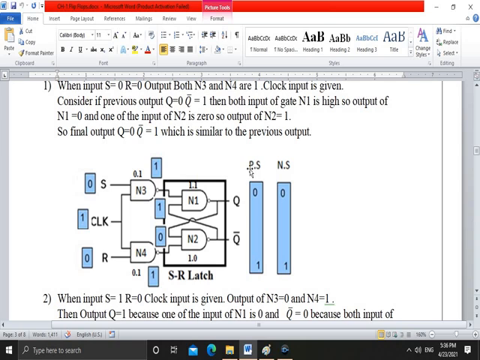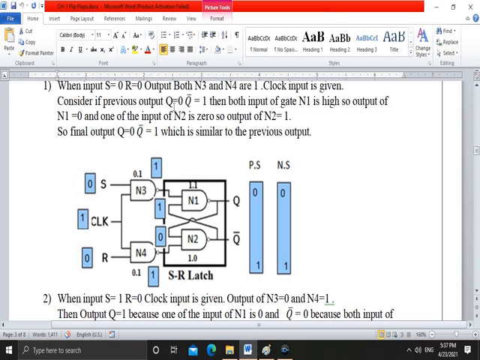This is PS meaning previous state, NS meaning next state. Previous state means previous output, previous data, and next means current data. So the current value is 0 and 1. If we look at the previous data and next data, both are the same. That's why we can say there is no change in the data, or the data is unchanged, or memory state, or no change state. We have to write this.